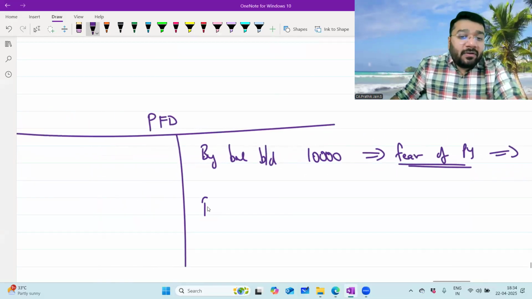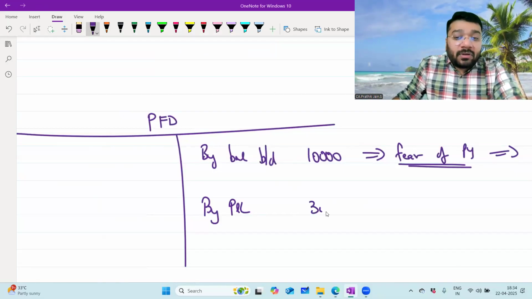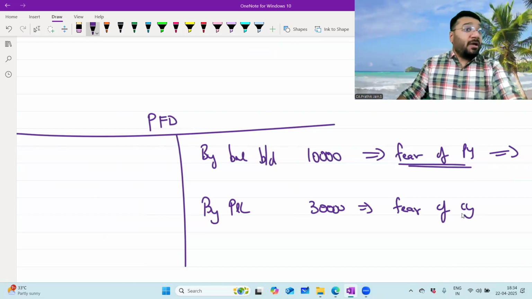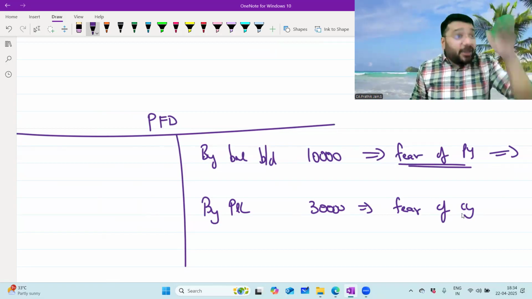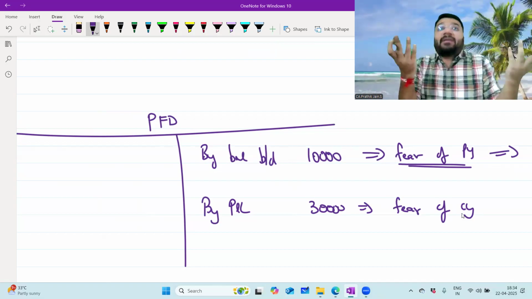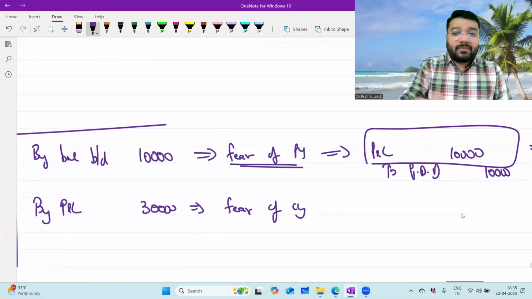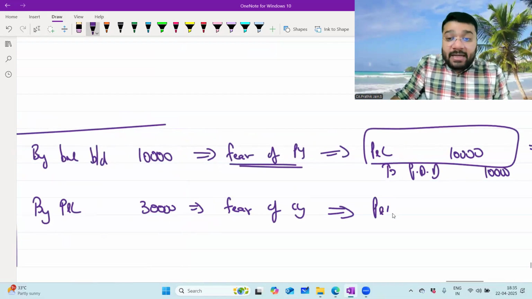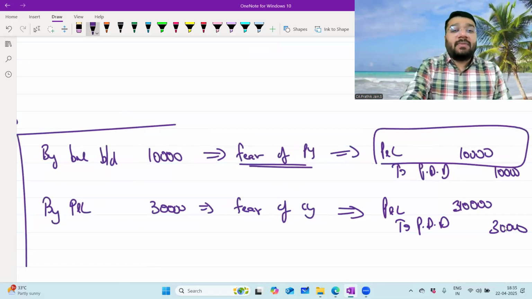In the current year, further you are fearing that there could be a doubtfulness about 30,000 rupees. So by P&L, 30,000 rupees means current year fear. This is a fresh fear. Whatever current credit sales you have done, let's say the total sales is 20 lakh, in that you are fearing that one person may not pay me 30,000 rupees. Why that fear comes, I explained at the foundation level, I'll not go that deep. So in the current year, what entry will you pass? P&L to PDD, 30,000. Any problem in this?